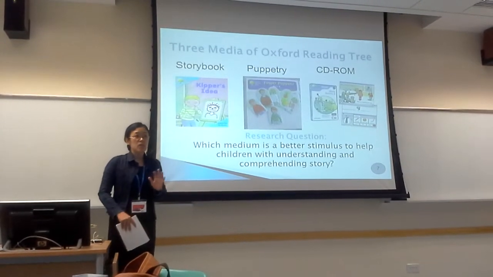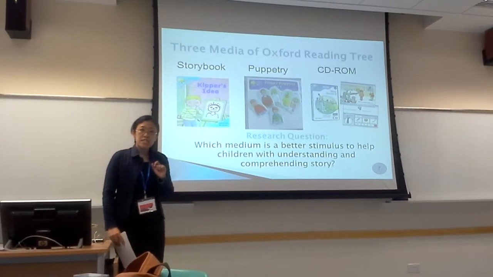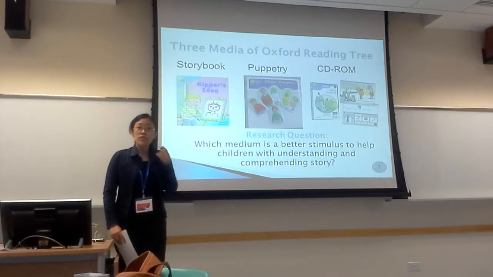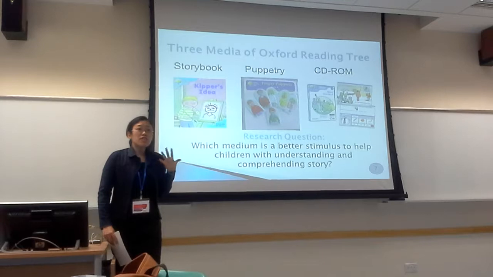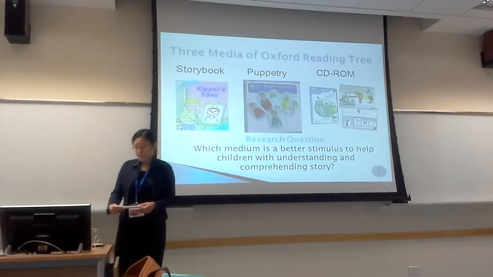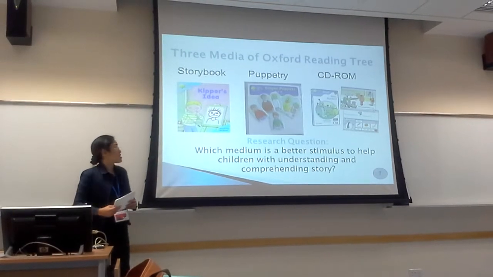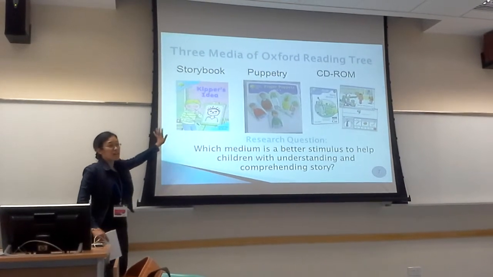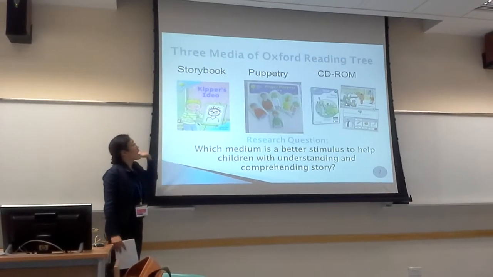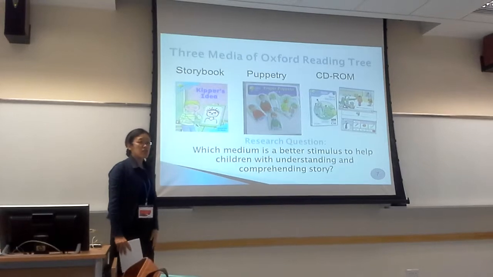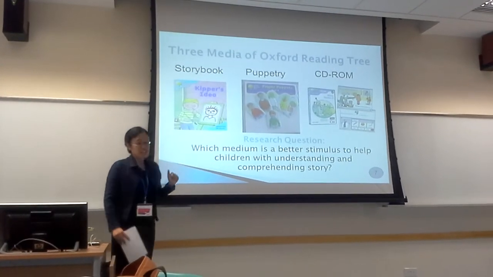However, careful selection was made so that each book has different characters, so that children do not recall characters based on familiarity. Now, I chose one medium from each category. For the storybook, the conventional print, I selected the book Keeper's Idea. For puppetry, I performed the story Nobody Wanted to Play. And for CD-ROM, I used A Cat in a Tree.